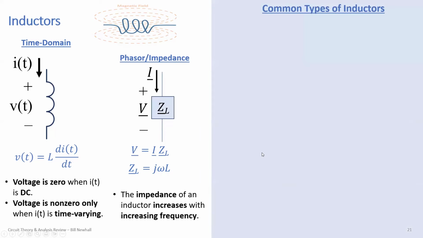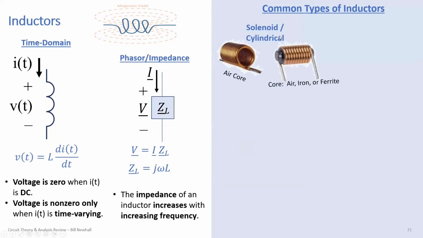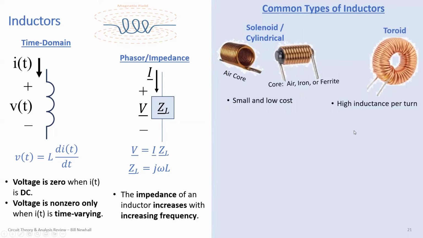Okay, so some examples here. Here are some cylindrical or solenoid inductors. Here's an air core inductor. Here's probably a ferrite core inductor there. Just a coil of wire. They're small and they're low cost. Here's a toroid. If you need high inductance, then you might use a toroid, and they could be tiny, fractions of an inch up to inches in diameter.